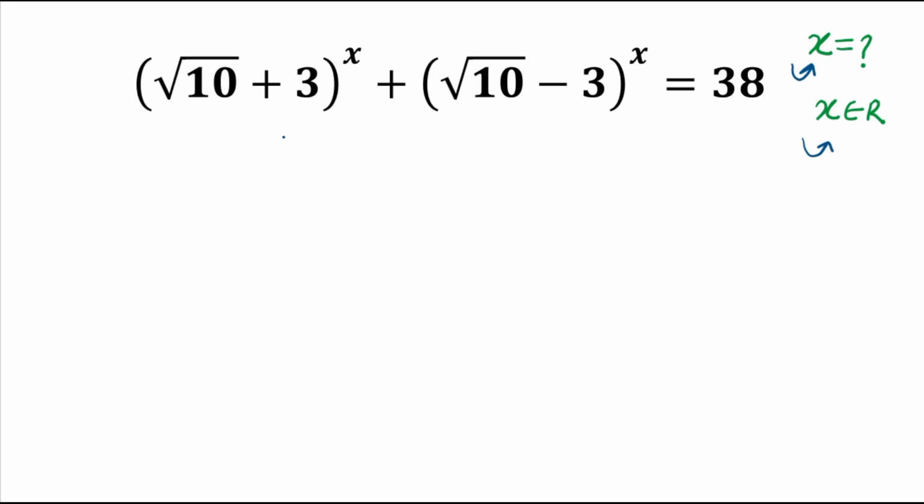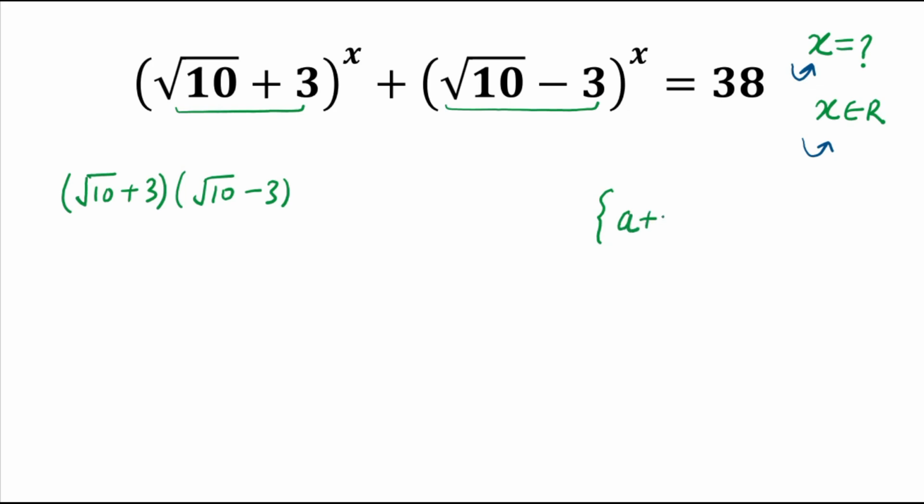Now let's start the solution of this question. Look carefully at this expression and this expression. If you multiply both the expressions, (√10 + 3) is multiplied by (√10 − 3). And here if we apply this rule, (a + b) multiplied by (a − b) is equal to a² − b².